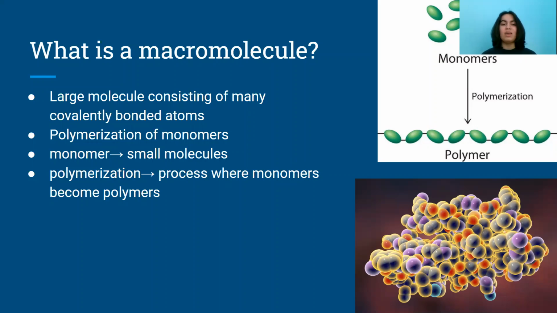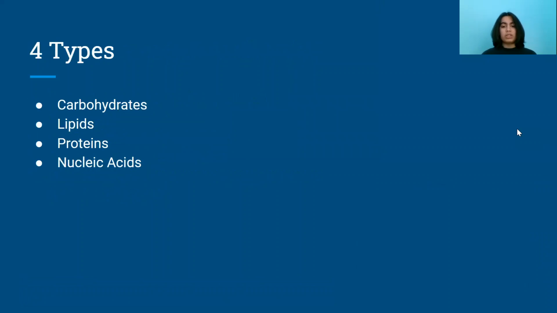So continuing on, monomers are small molecules and they join together to form polymers, basically a bigger molecule. And polymerization is a process where the monomers become polymers. Now you'll see in this image over here how the monomers go through polymerization to form polymers. Now polymers can either be a three-dimensional shape or they can be a chain. There are four types of macromolecules: carbohydrates, lipids, proteins, and nucleic acids.